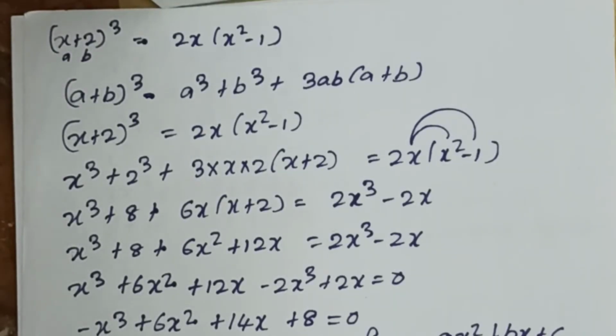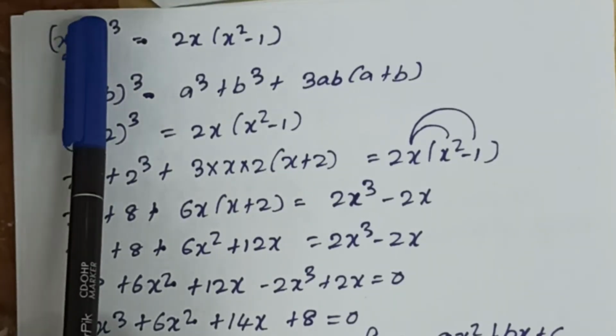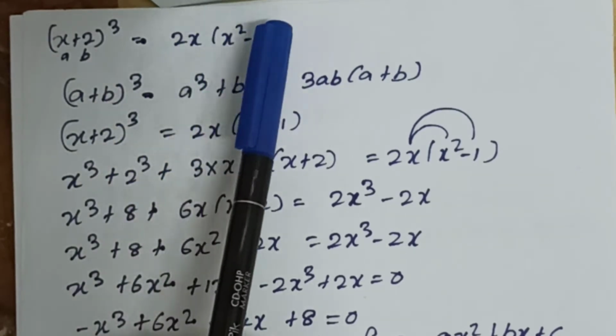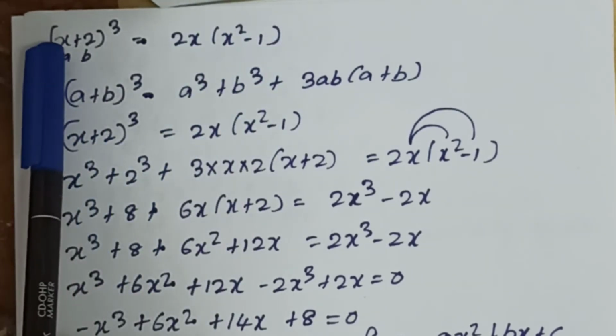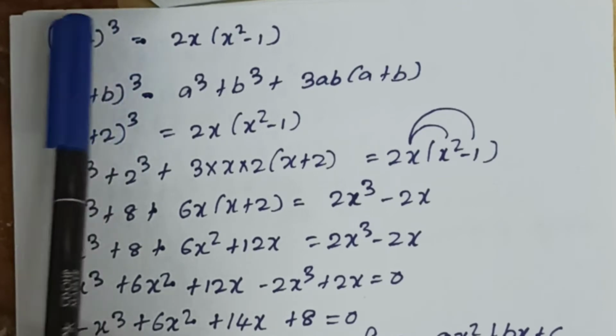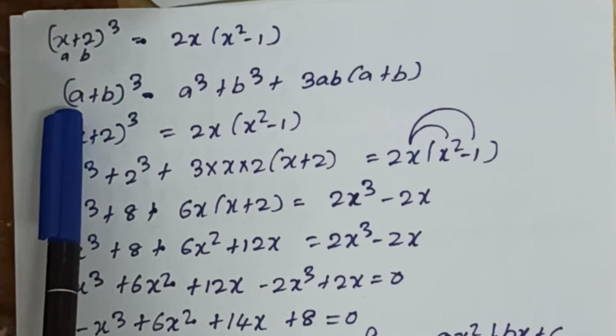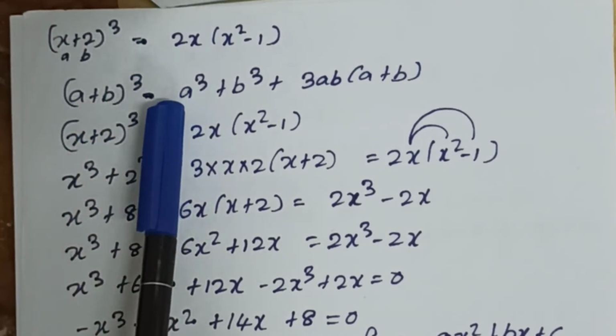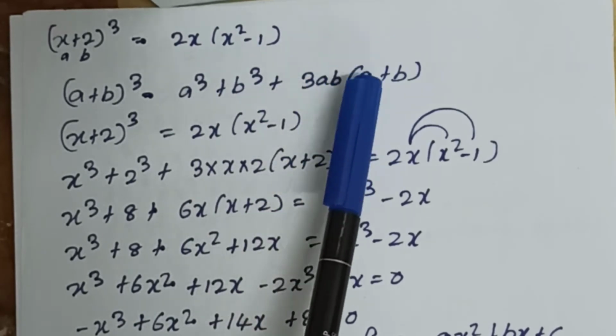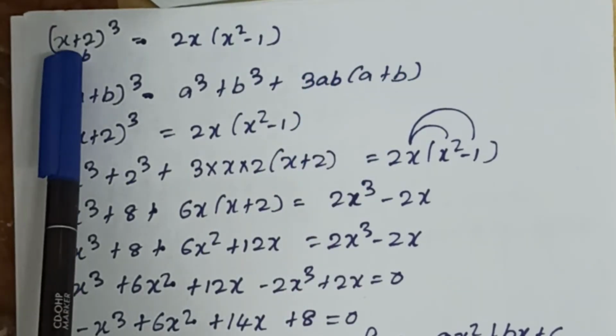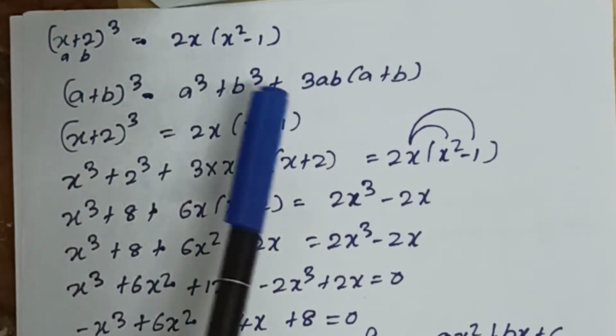Now we will do the next question. (x + 2)³ = 2x(x² − 1). Here it is of the form (a + b)³. We know the expansion of (a + b)³ is a³ + b³ + 3ab(a + b). Now we will expand the left hand side using this formula.